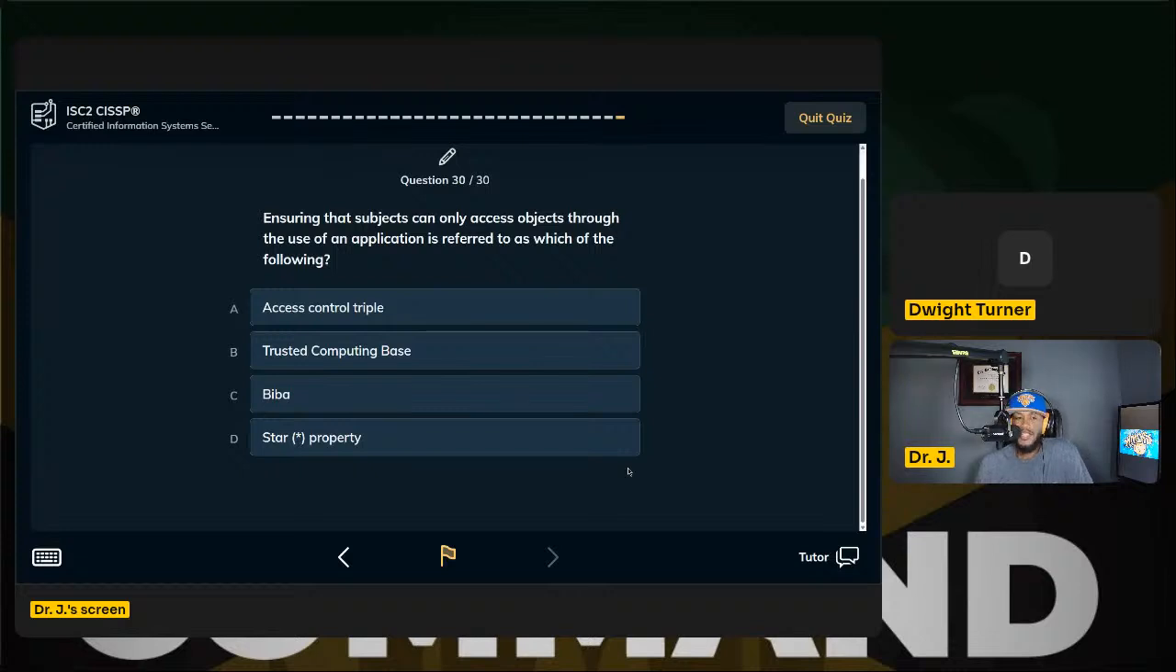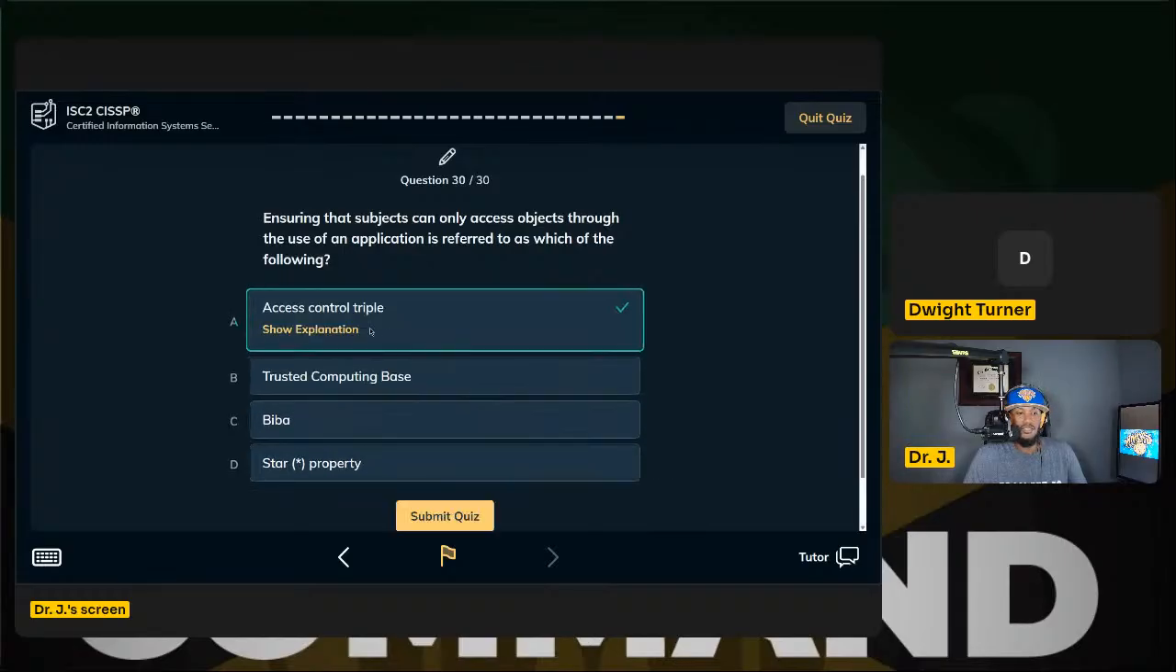I'm just not familiar with access control triple. I don't know what that means. I don't know it well enough to explain it, but it's along the lines of some kind of separation between the subject and the object. That has to be the best one. As I reread this, I don't think Bravo applies, and I don't think Charlie or Delta does either. So, what is that?